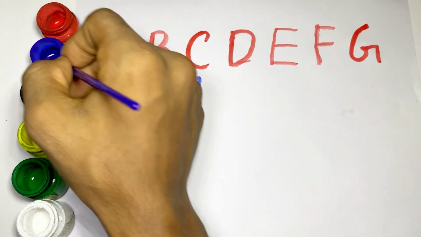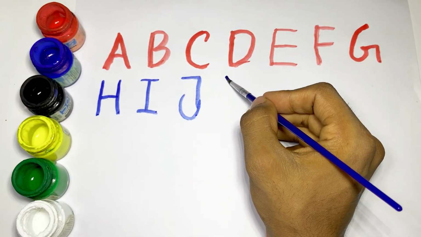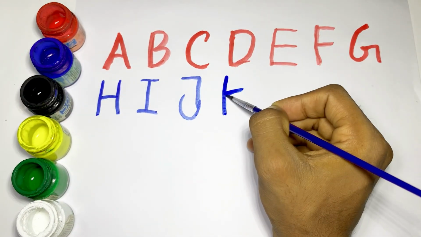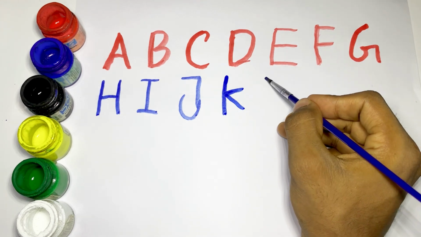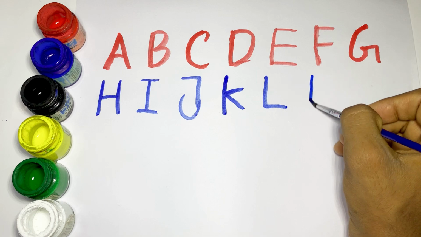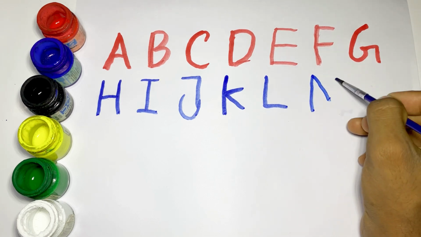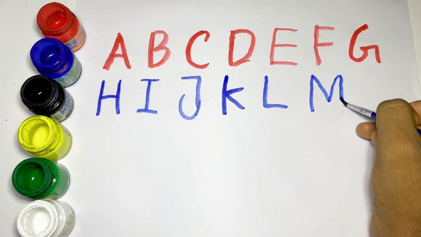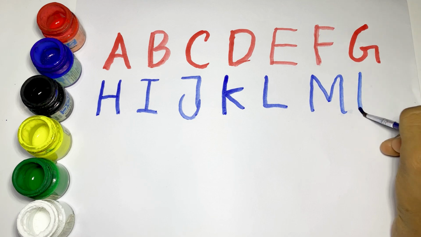Kids again use blue color and draw K. K for king. L. L for lion. M. M for moon. N. N for nest.